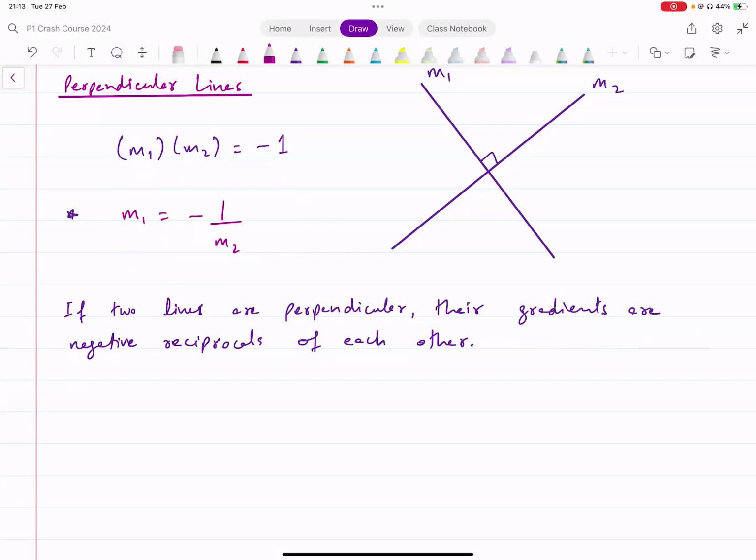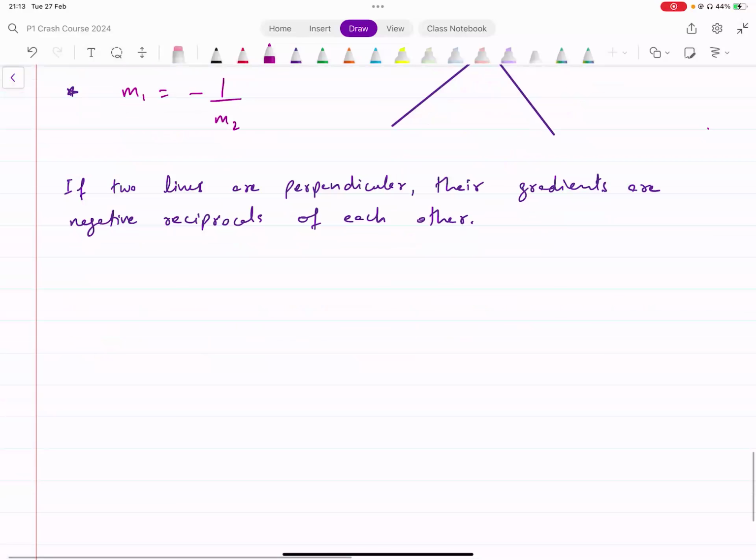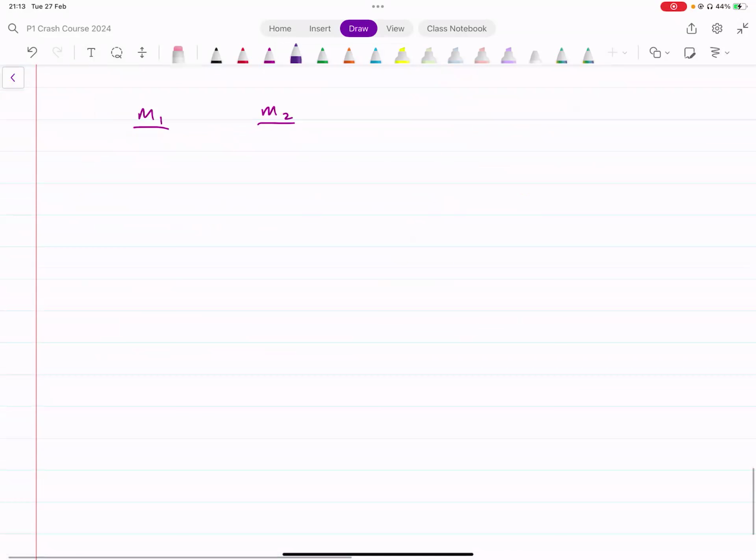Okay. Now, if you have one line that has gradient m1 and another line that has gradient m2, if you know the gradient of one, can you write down the gradient of the other? You can do that pretty easily. If one line has gradient 5, what about the other one? Negative reciprocal. That means minus 1 over 5. If one line has gradient minus 3, the other is going to have 1 over 3. You have to take the reciprocal and change the sign. Change sign, take reciprocal. You have to do both of those things.